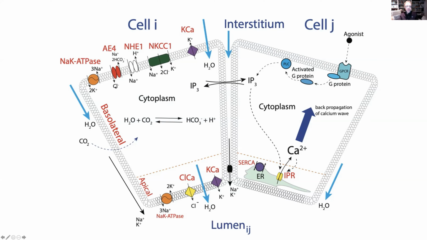So in the basal membrane of the cell, which is the one facing the interstitium, you have a sodium-potassium-chloride transporter, you have a sodium-proton exchanger, you have an anion exchanger, all these bits and pieces. You have a sodium-potassium ATPase, you have a calcium-activated potassium channel, etc., etc. And in the apical membrane of the cell, you have calcium-activated chloride channels. So you have rather different sets of channels in the apical membrane than you do in the basal membrane. And of course, you have bicarbonate buffering and pH control in the middle of the cell.